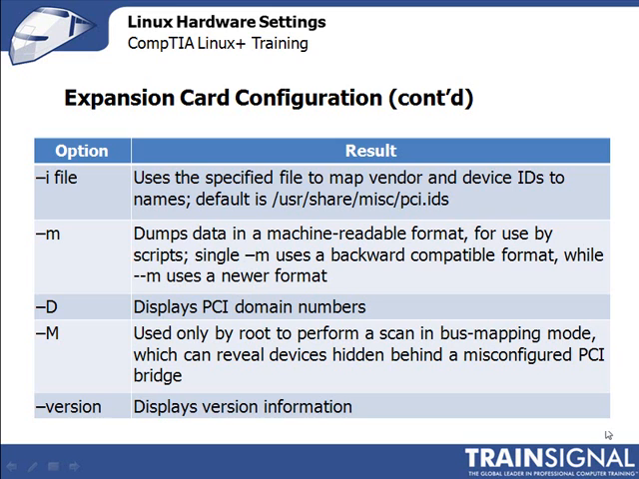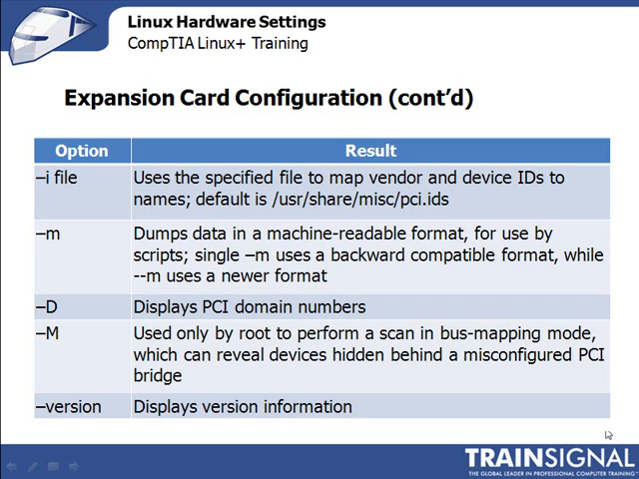Next, -m will display the data in machine-readable format. This is typically useful if you want to pass this data on to a script for further processing. -D displays the PCI domain numbers. -M is used by root to perform a scan in bus mapping mode. This can reveal devices hidden behind a misconfigured bridge, for example. And finally, we have the --version option. As you may have guessed, this displays version information.